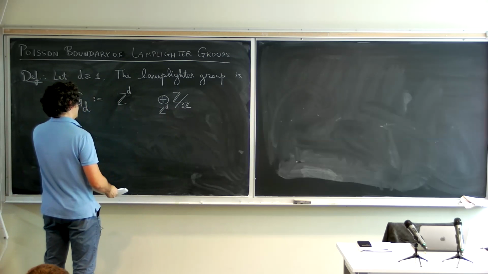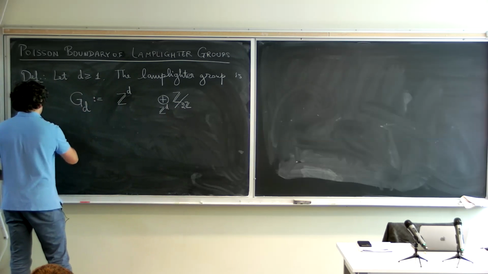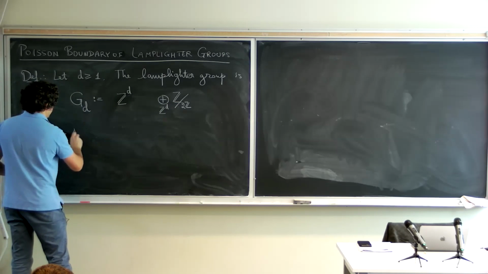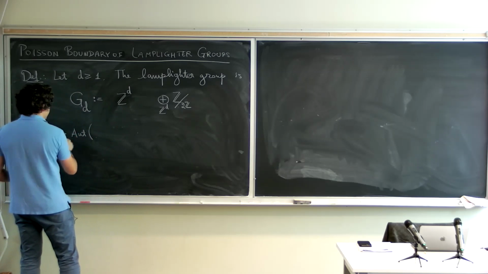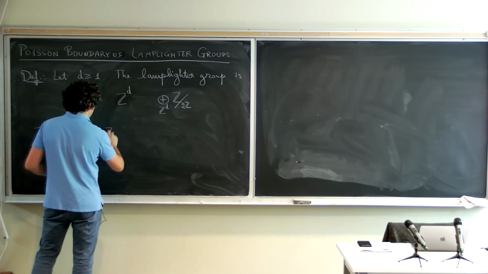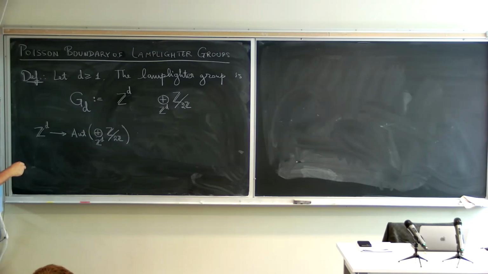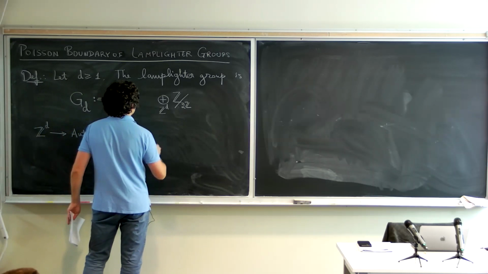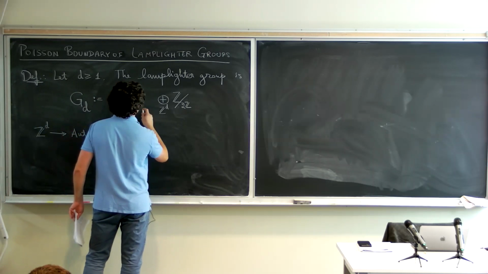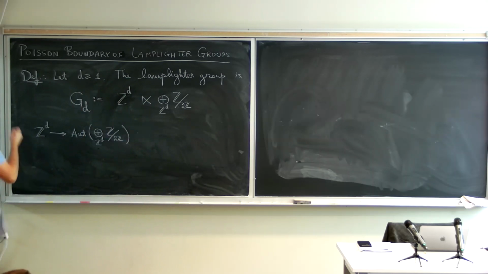And so what is the action? Well, there is an action of ZD onto the other group. So there is a homomorphism from ZD to the automorphism group of this infinite countably generated abelian group. And so this one is the normal subgroup. So you need to write it like that.